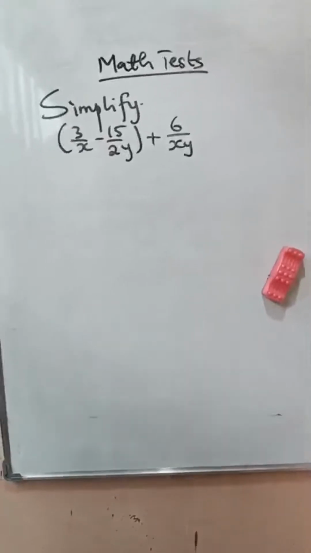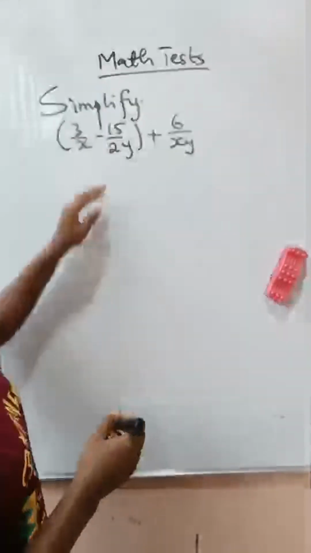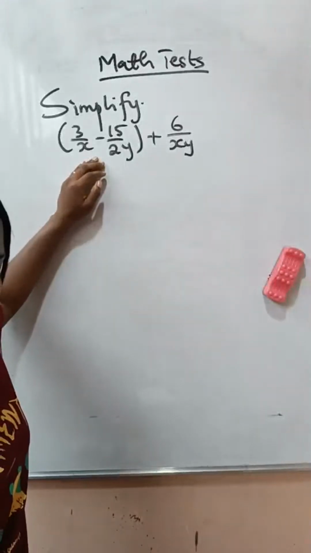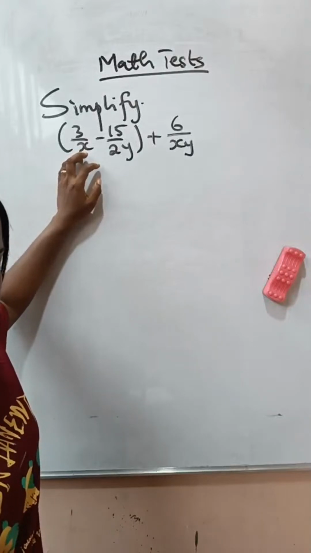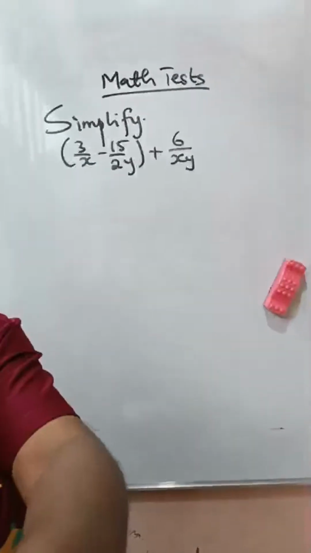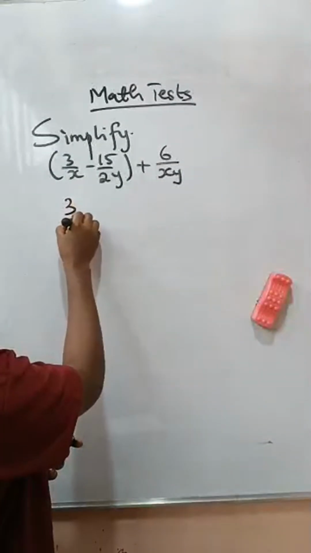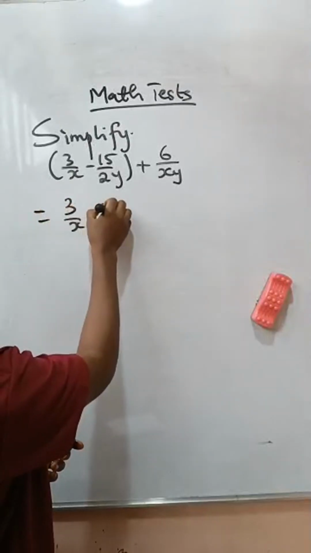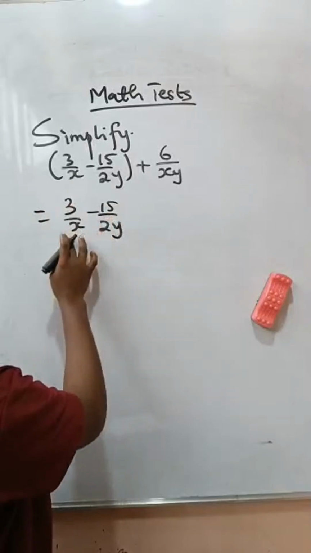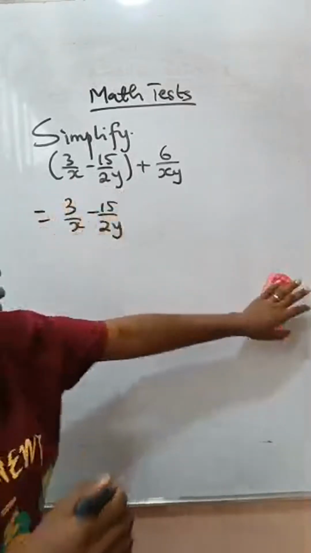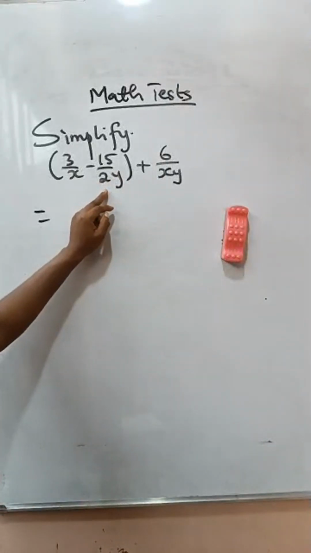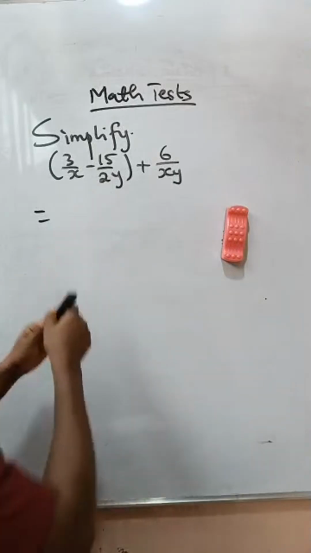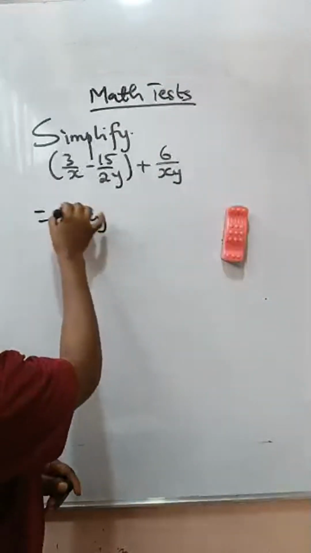Now, this is what we are going to have. Because this is in brackets, according to BODMAS, we are going to solve the bracket first. Now, when we do that, we will have 3 over x minus 15 over 2y. So we are going to find the LCM of x and 2y. LCM of x and 2y is 2xy. We just multiply the two together.